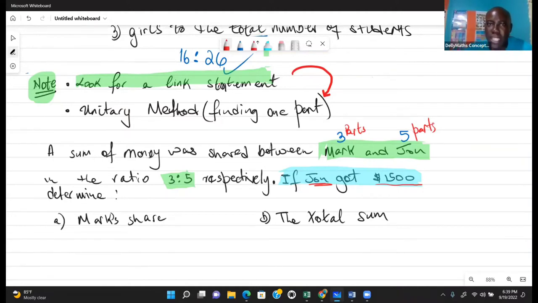I see somebody else writing up something. So let's jump into this. The key thing here is that John got 1,500. This is where the question starts. So now you're going to have to say, what do I have for John? Because this is a link statement. What do we have for John? We were told that John got 1,500.